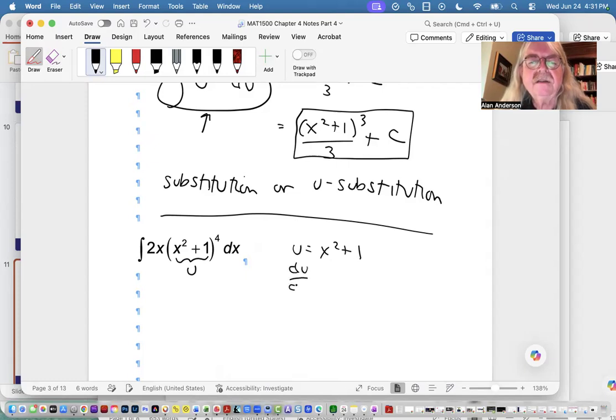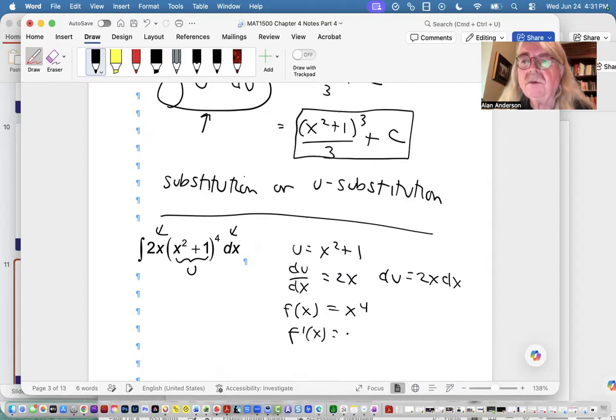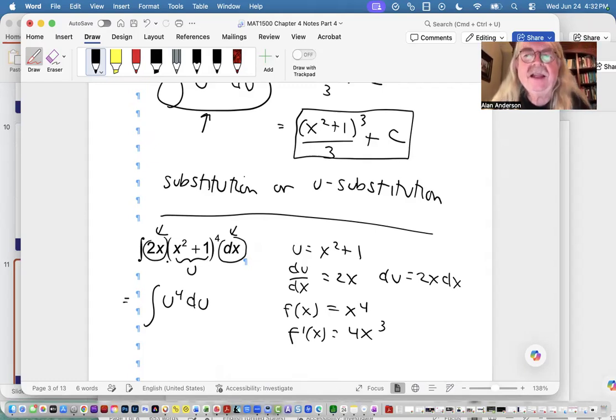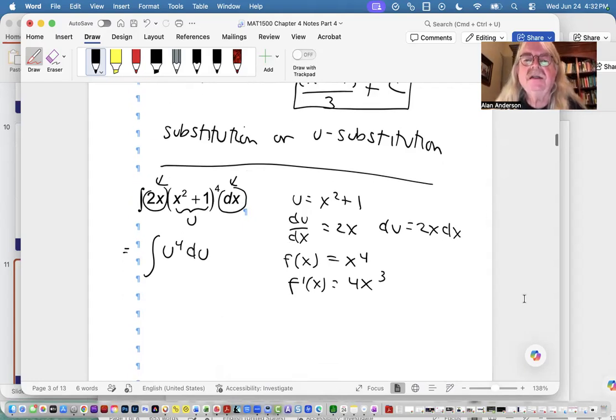Then du/dx is 2x, or du is 2x dx, which we do have. It's just that it's not in the right order, but there it is. And then that would imply that our function is x to the fourth. And the derivative of that, of course, using the power rule for derivatives, is 4x cubed. Okay, so now remember, first thing we're going to do is rewrite this as, just be aware that you can move these around. So they don't have to be next to each other, but it's easier to see that those two combined give us du.